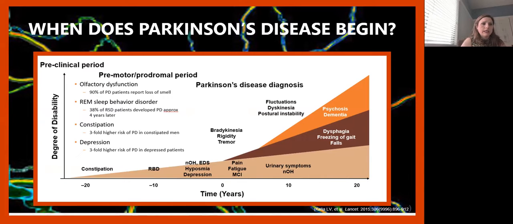In fact, up to 90% of patients with Parkinson's have lost their sense of smell, and 38% of those actually act out their dreams and develop Parkinson's symptoms within 4 years. Those with significant constipation or depression tend to have 3 times higher risk of developing the disease than those that don't. And so as you can see from this graph, the time of the diagnosis is actually considered 0. But this is typically when patients or families actually start to notice the tremor or even the changes in the gait. But a lot of that stuff happens underneath beforehand.